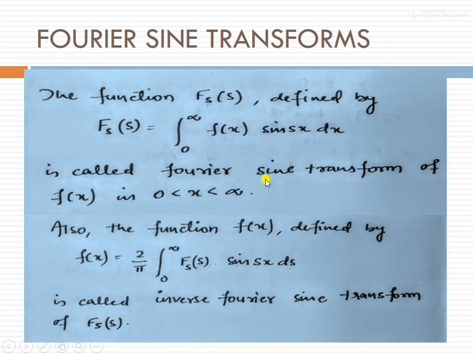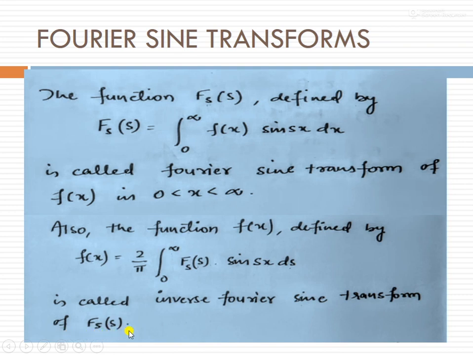And Fourier sine transform. The function Fs(s) is defined by Fs(s) equal to the integral from 0 to infinity of f(x) sin(sx) dx, which is called the Fourier sine transform of f(x) in the range 0 less than x less than infinity. And also the function f(x) is defined by f(x) equal to 2/π times the integral from 0 to infinity of Fs(s) sin(sx) ds, which is called the inverse Fourier sine transform of F(s).